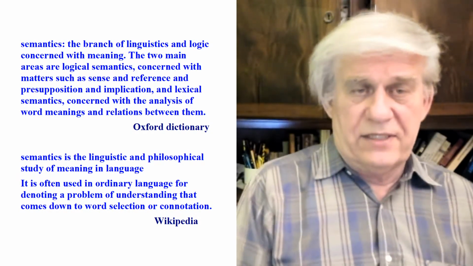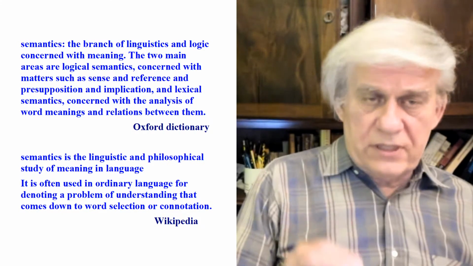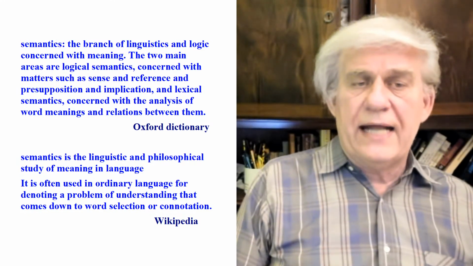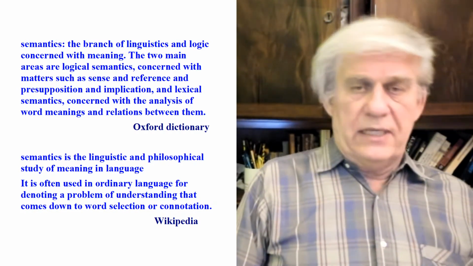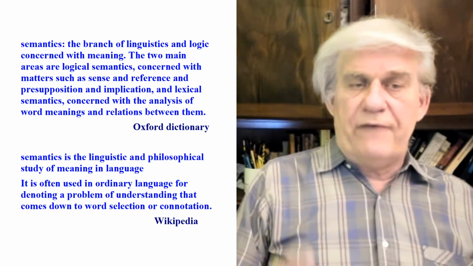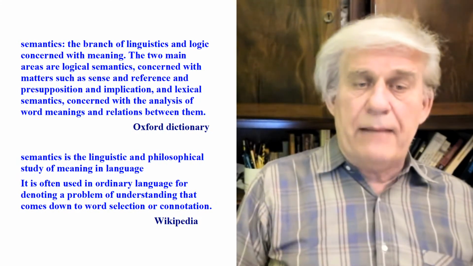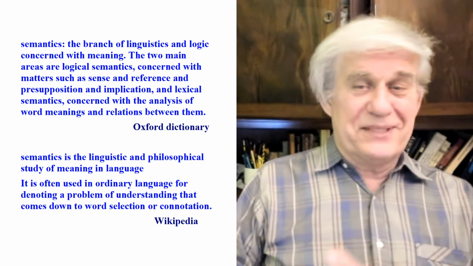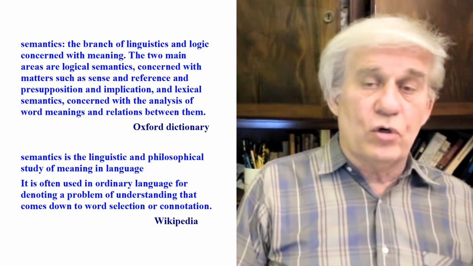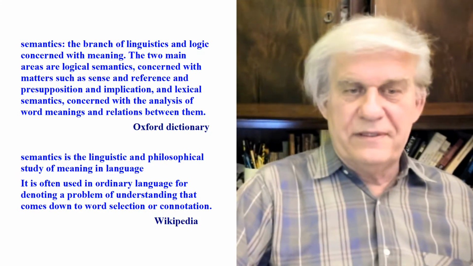It says the two main areas are logical semantics, concerned with matters such as sense and reference, and presupposition and implication, and lexical semantics, concerned with the analysis of word meanings and relations between them. Okay, and Wikipedia says something similar. Semantics is the linguistic and philosophical study of meaning in language. Okay, it is often used in ordinary language for denoting a problem of understanding. That's a good statement there for physics, for science. That comes down to word selection or connotation. Yeah, that last statement is very much applicable to physics.